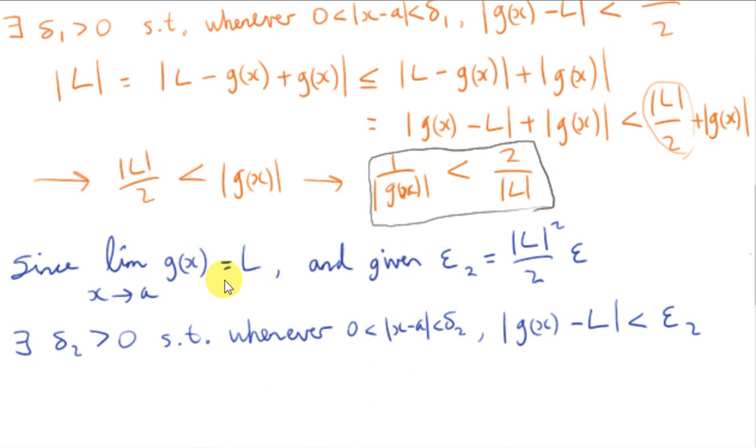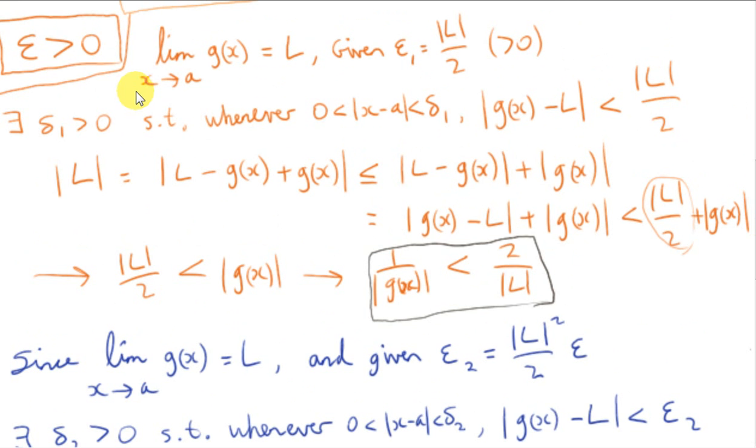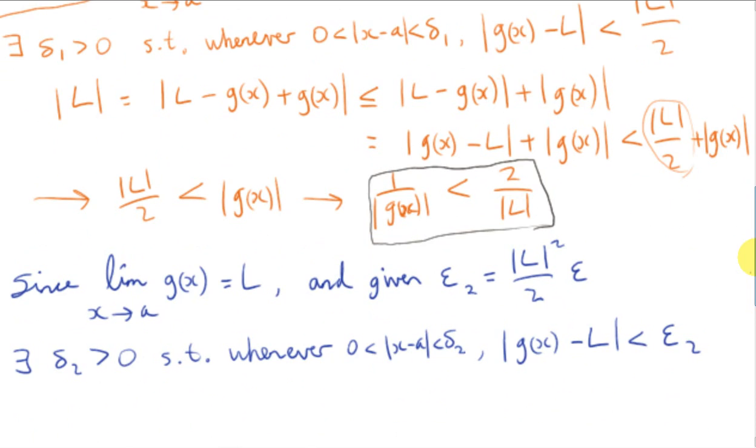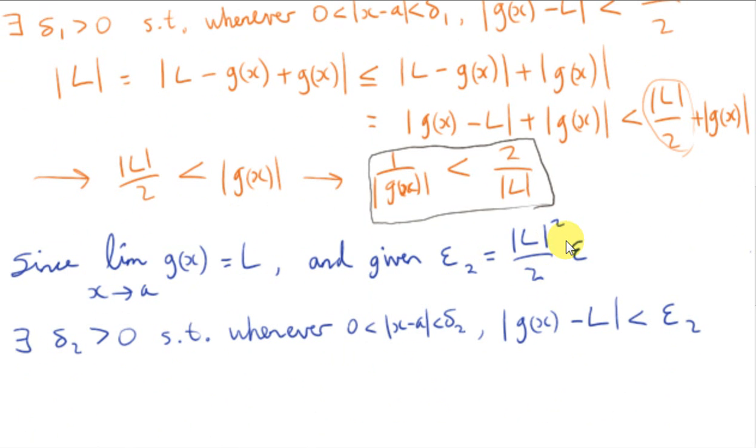Now let's work with this limit again. This time we choose a different epsilon, which I will call epsilon 2. It's the magnitude of L squared divided by 2 times epsilon, where epsilon is the epsilon we chose from the outset. Now for this choice of epsilon, there exists a delta 2 greater than 0, such that whenever x is within distance delta 2 of a, but x is not equal to a, then g of x is within distance epsilon 2 of L. So for epsilon 2 I'll write in the magnitude of L squared over 2 times epsilon.